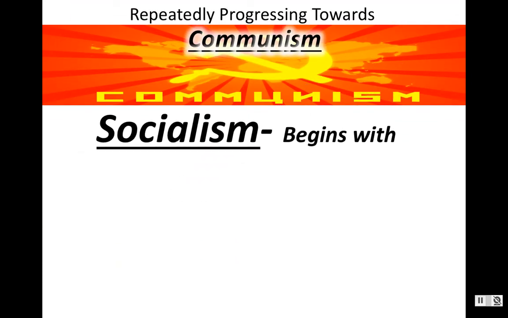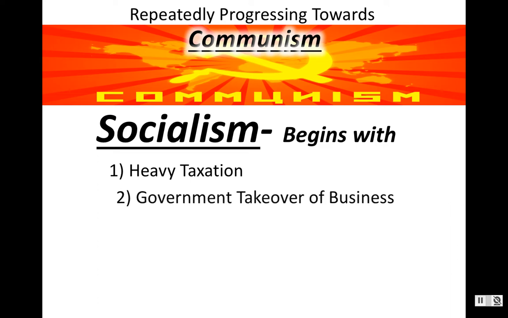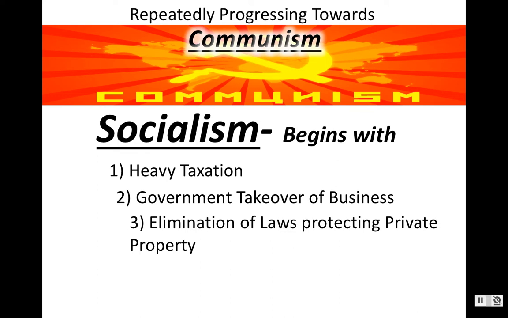Here goes. Socialism, if it has concrete, it's made of 3 parts. Number 1, the beginning of socialism always begins with taxation. How are we going to afford all this free stuff? Well, you're going to pay for it. The second part is government starts to take over business. In the video we watched in class, Venezuela had over 1,000 businesses taken over by Hugo Chavez. That would have been the beginning of the idea that the government's going to start controlling business. And third, the elimination of laws that protect your ability to say you own something privately.